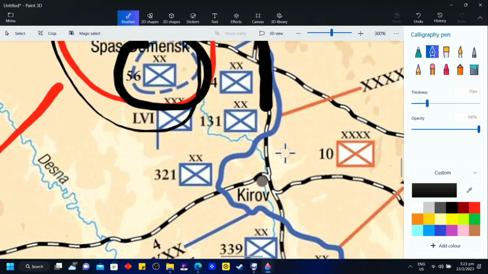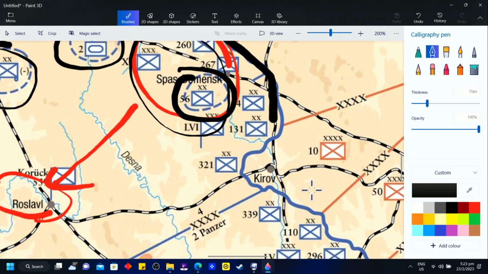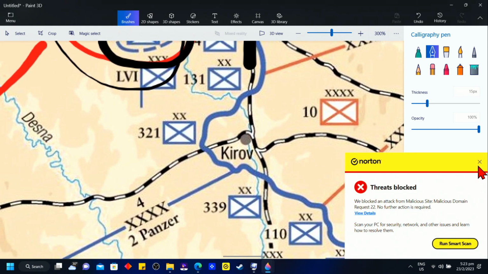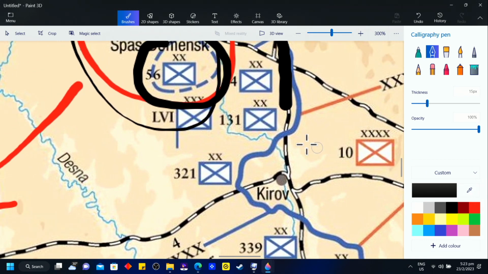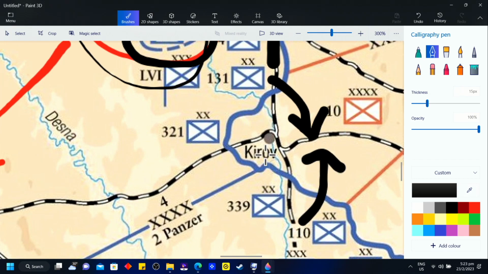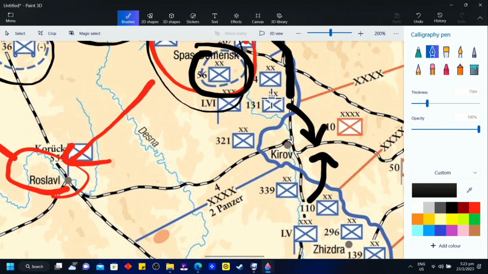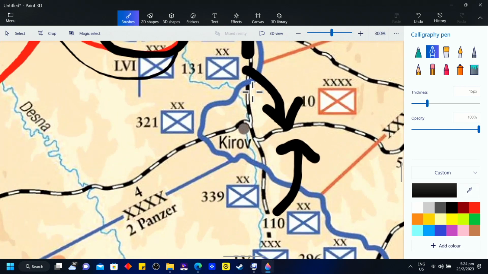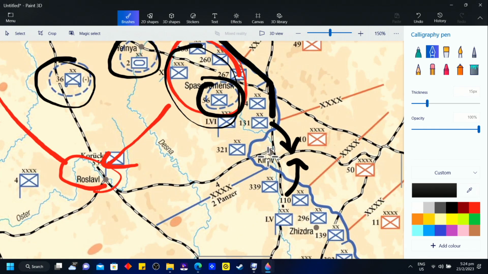At the same time, von Kluge actually planned for a limited-scale offensive. So what he planned to do was to cut off the Soviet-held salient at Kirov with two Panzer divisions. But this effort was continuously postponed. So von Kluge intended to eliminate the Soviet-held Kirov salient with a pincer attack once two Panzer divisions were available, but he didn't manage to get to it because of constant delay.